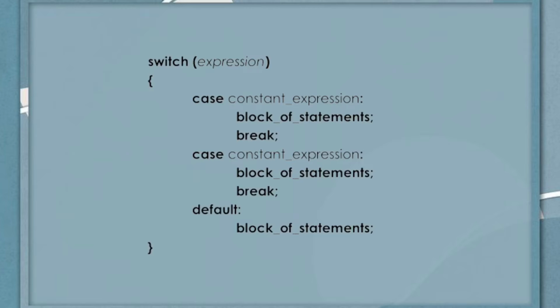Case is the keyword for the case statement. Constant expression must be a constant or literal that has the same data type as the variable. Break is the keyword which terminates the switch statement and jumps to the statement immediately following it. Default is the optional keyword which is used when there is no match from the given cases.